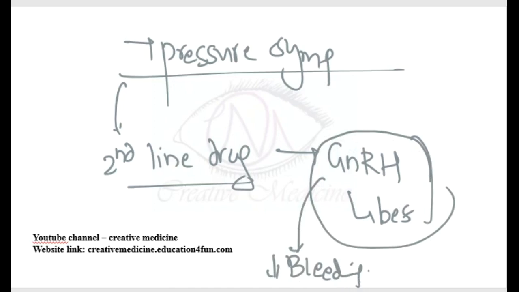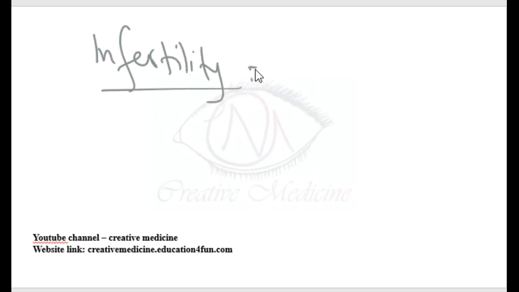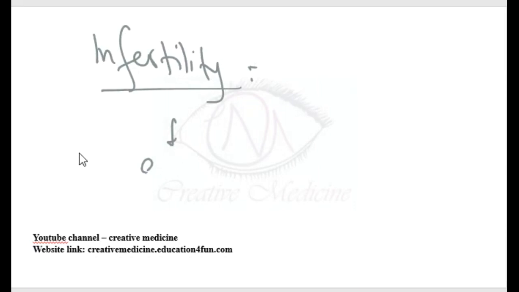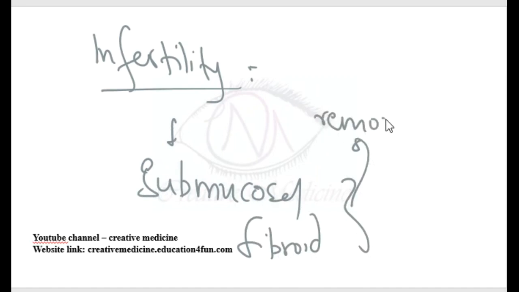If the patient comes with complaints of infertility, the most common cause is a submucosal fibroid. So if it is a submucosal fibroid, then the fibroid is removed. If there is infertility and it is due to a submucosal fibroid, then this submucosal fibroid should be removed.